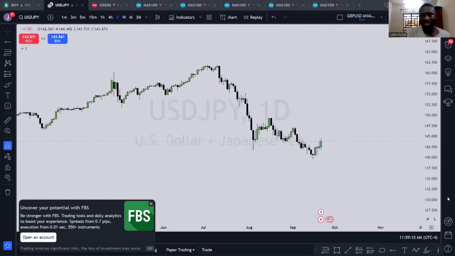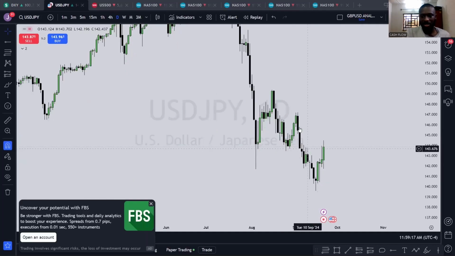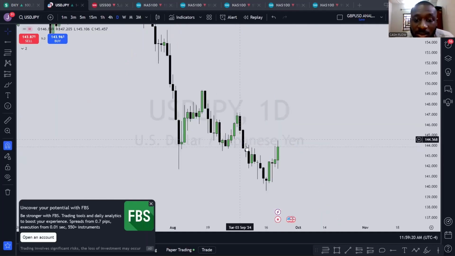I don't want to see this high taken. Yes, I want to see good. So you can see that this is a fair value gap, and then there's another block. Price is already reacting from it. So I'm bearish on dollar yen. I want to see this other block hold price.